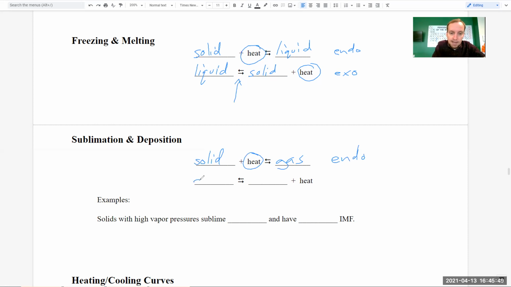On the other hand, if we had a gas and we went straight to a solid, skipping the liquid phase, releasing heat, that would be called deposition. Examples of that would be like dry ice. You all know dry ice. What it actually is, is solid carbon dioxide. So solid carbon dioxide is dry ice.